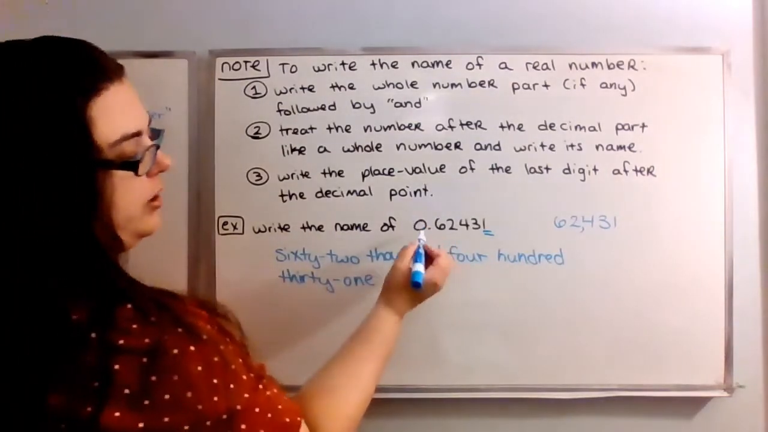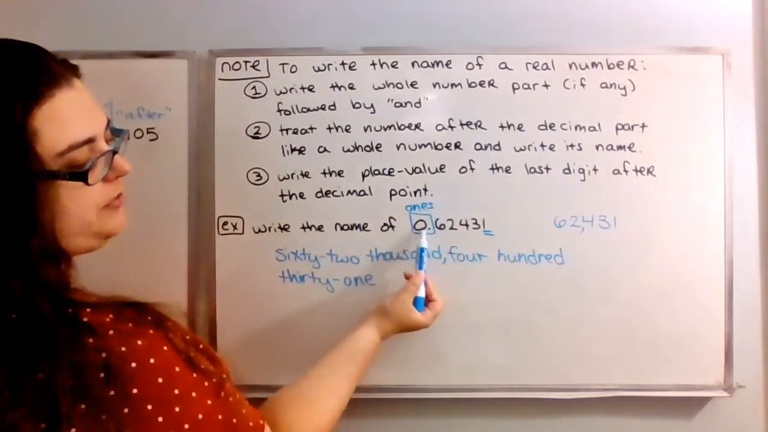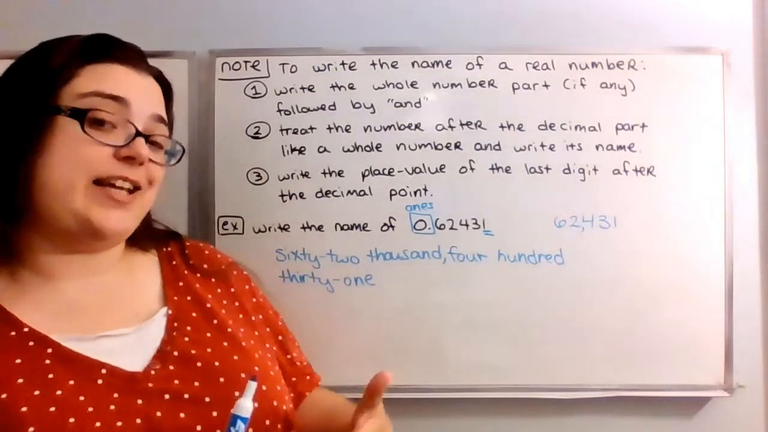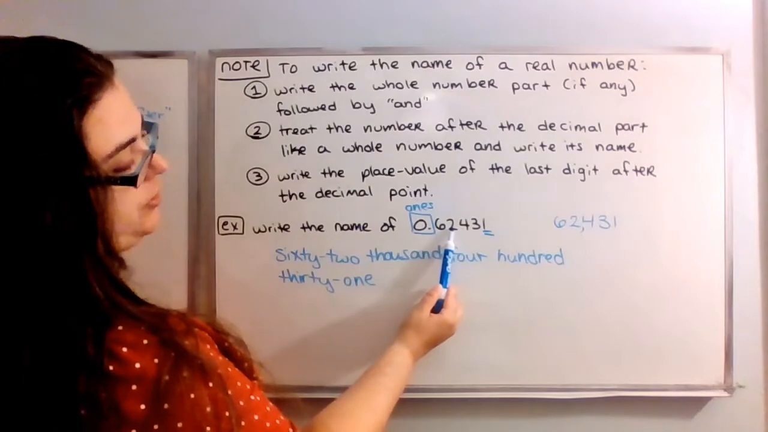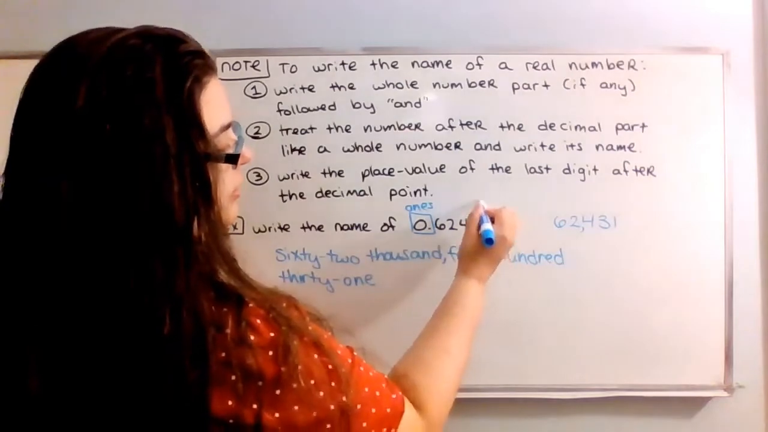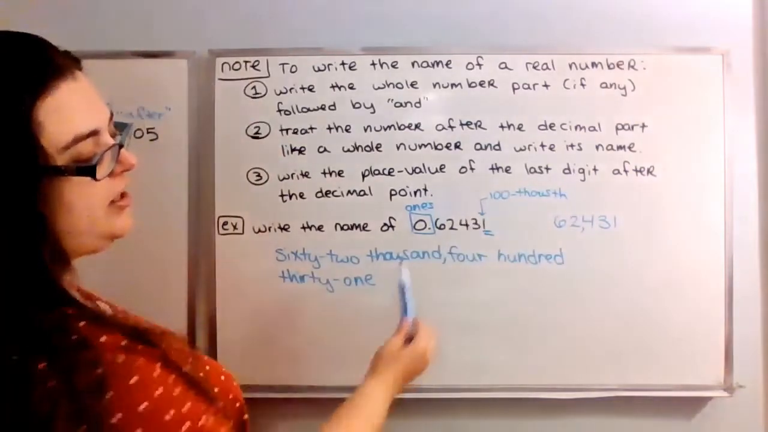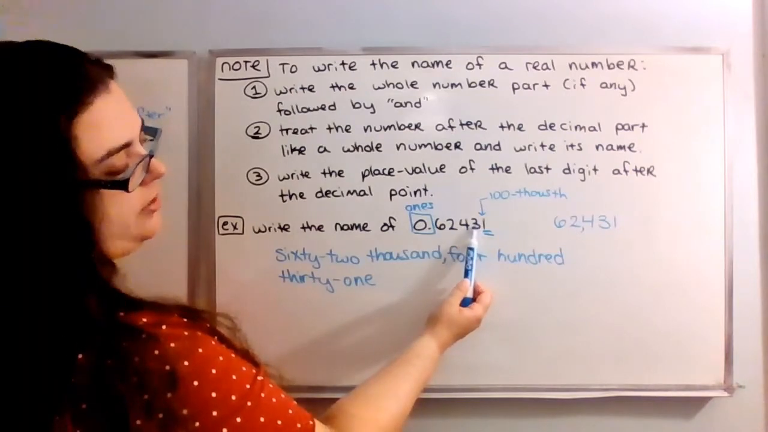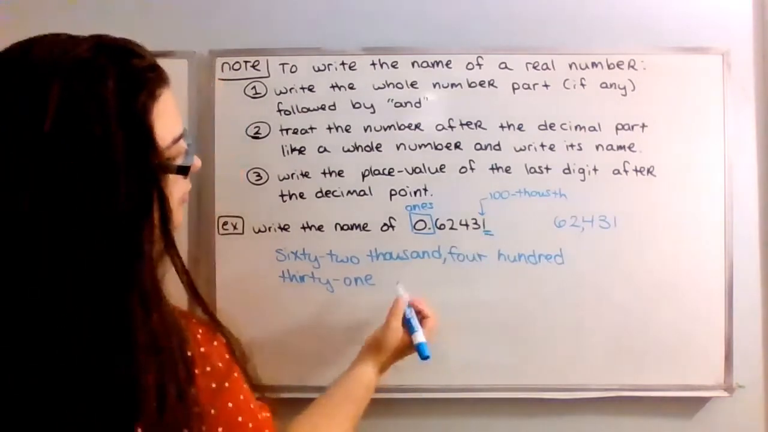Remember to always identify your ones place first. The ones place is the spot immediately to the left of the decimal point. Then it's very similar to our whole number place values; we're just adding THS to the end. So here's our ones, and then we have tenths, hundredths, thousandths, ten-thousandths, hundred-thousandths. So at the end of this number, I'm going to write hundred-thousandths.